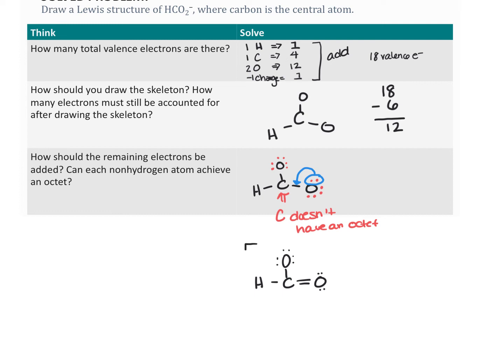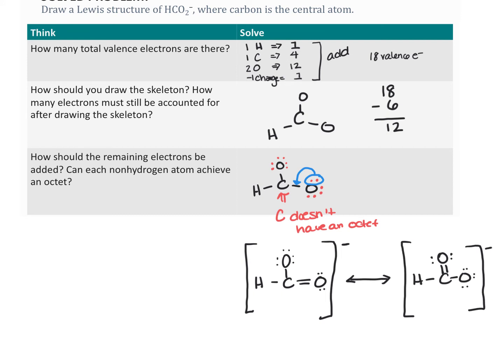Now, this is an ion, and ions a lot of times are shown with brackets with a negative charge. If you showed this in a different way, you could also show this Lewis structure like this. This is a resonance structure, and we're going to get into more details about this later, but know that either one of these is fine, and we'll talk more about resonance structures in just a second.